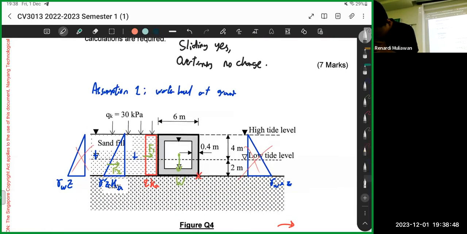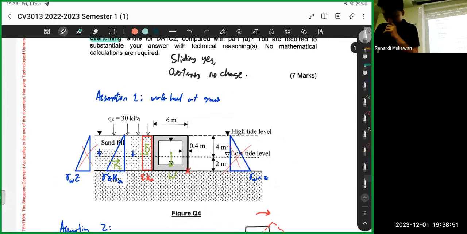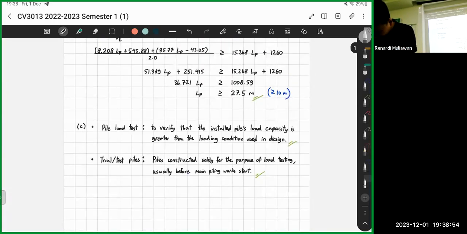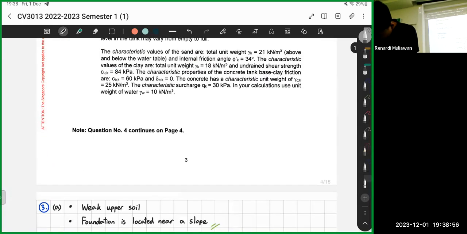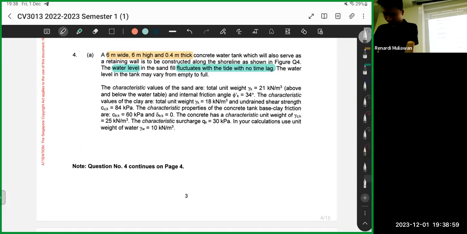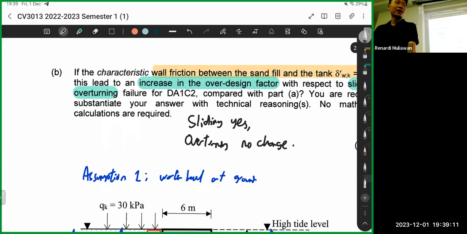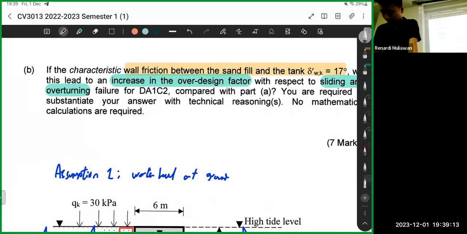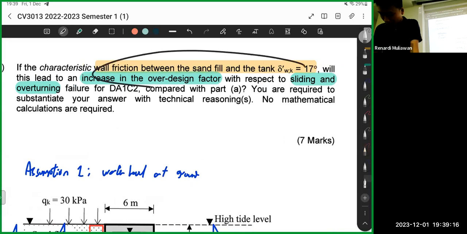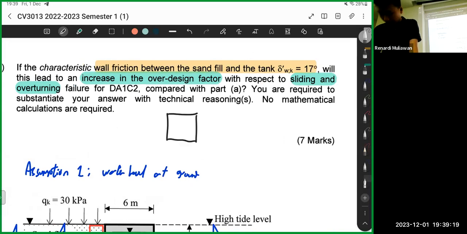Oh, sorry, it's here. Wait, what? Let me check sand fill and the tank. Oh, okay, okay. I see. Sorry. So for sand fill and the tank, right? Oh, I misread. Sorry. This one, wall friction between sand fill and the tank. It means your resultant force will be like this. This one 17 degrees. Yeah, I misread.